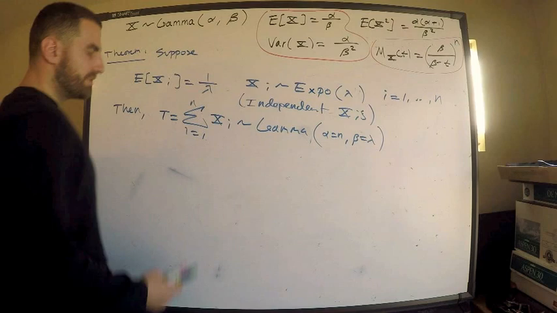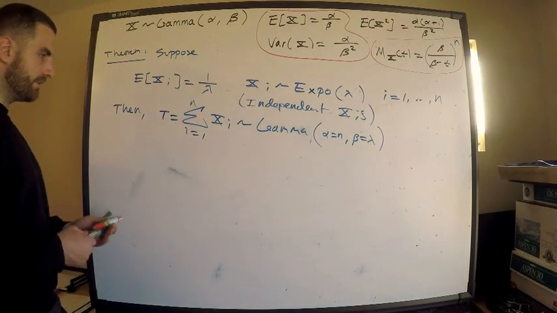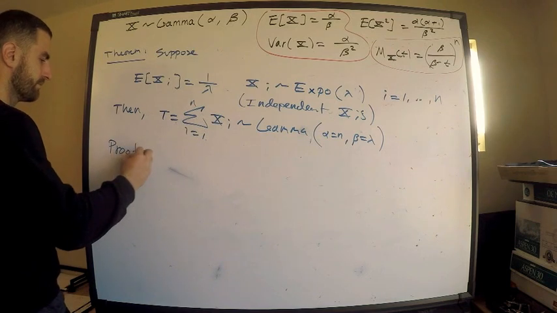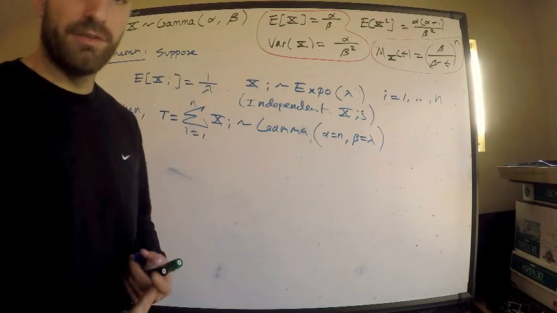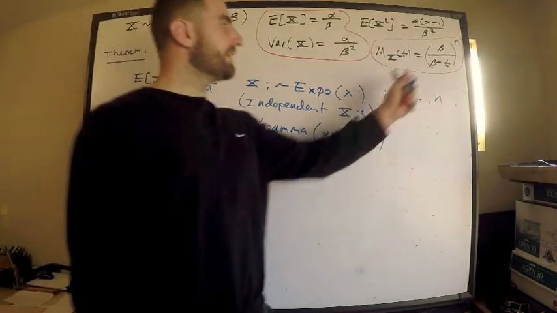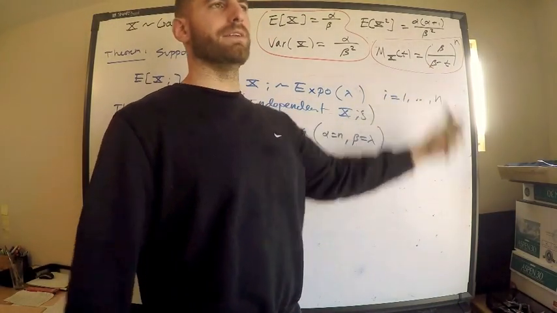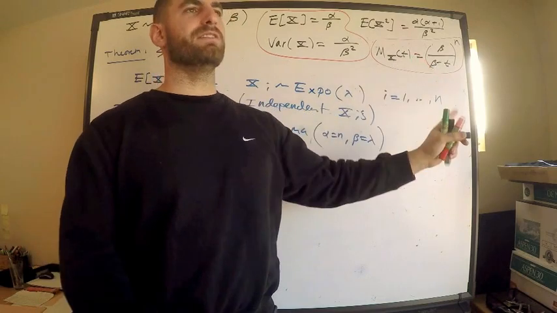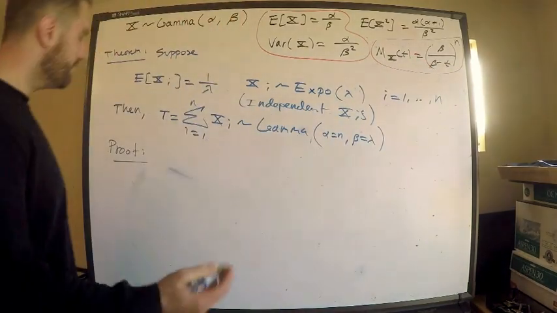Anyways, let's just show this real quick. It's not hard at all. So, proof. MGFs are unique. If I have a moment generating function that looks like this, it's gamma, automatically. There isn't an MGF that looks like this and just pretends to be something else. So we're going to use that fact.